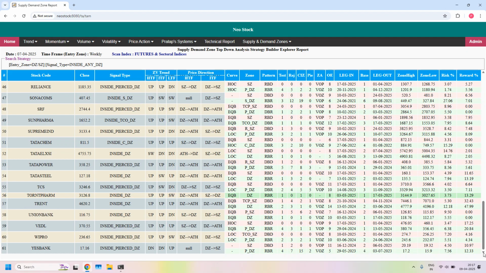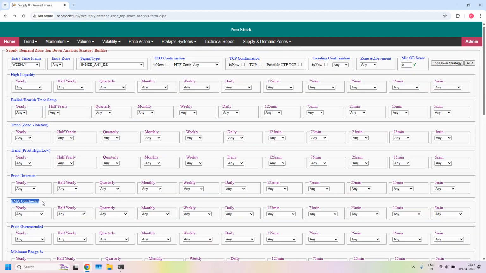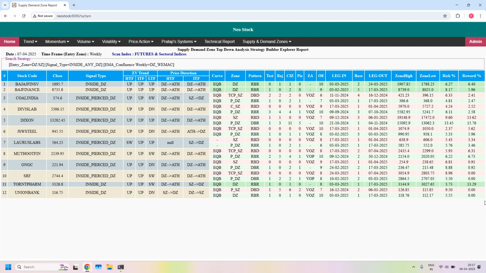Out of these 61, how many weekly demand zones are having weekly EMA confluence? Let us filter. Checking weekly demand zone having weekly EMA confluence. We got 12 stocks.